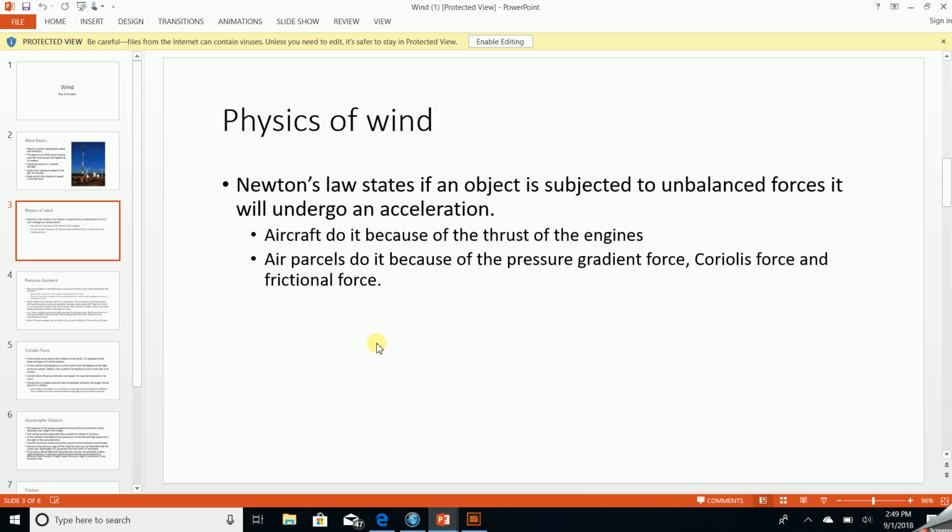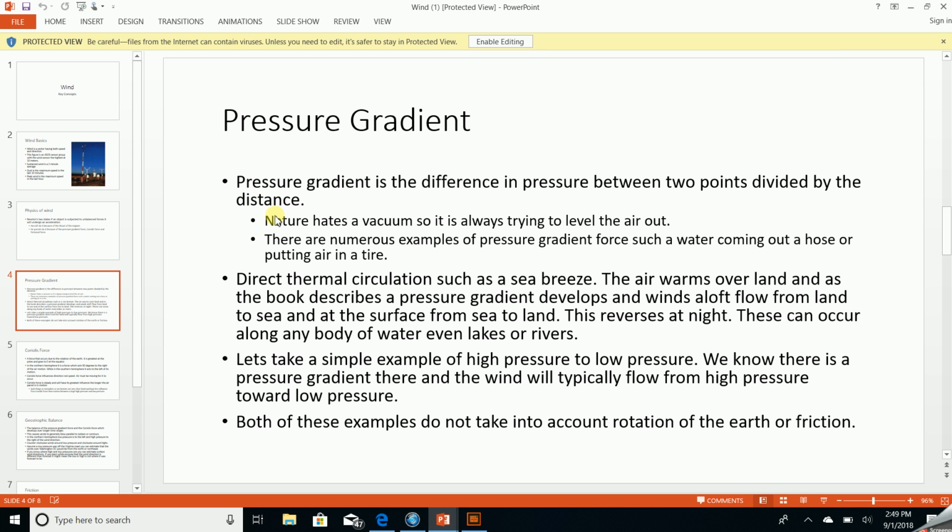Oh yeah, and another thing, air parcels move in 3 dimensions, not just 2. What you're always looking at on a surface weather map is 2 dimensions. But there's a third. That air parcel could be going upwards as well. So that's just something to keep in mind for the future. So we'll talk about pressure gradient. Let's go look at pressure gradient. Basically, it's the difference in pressure across a distance.